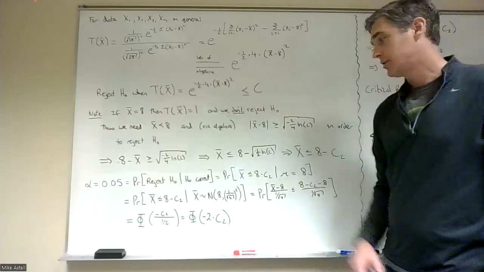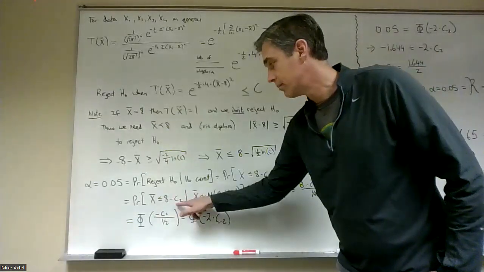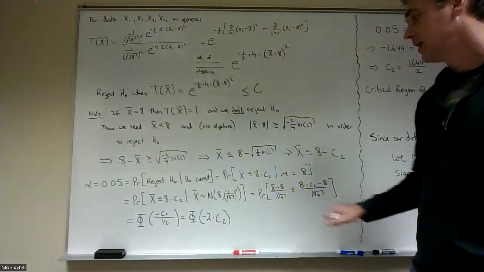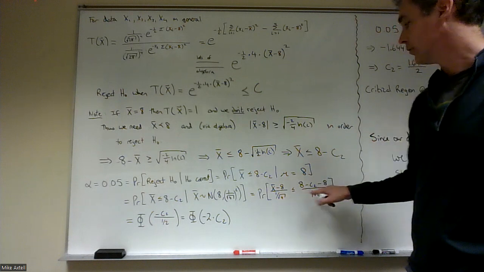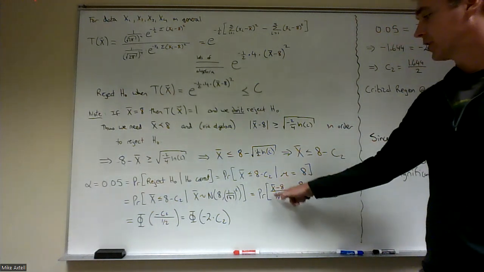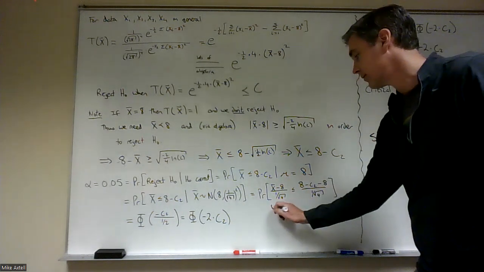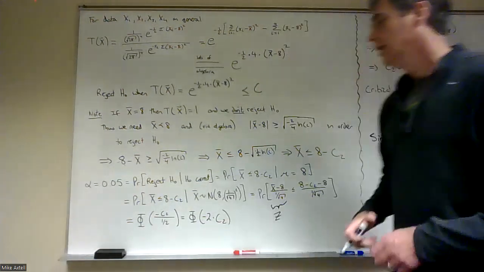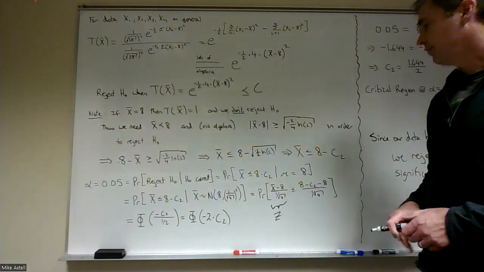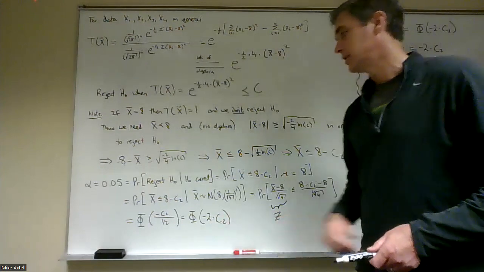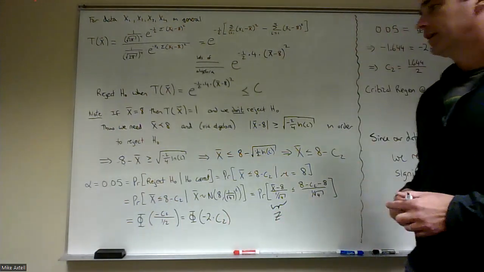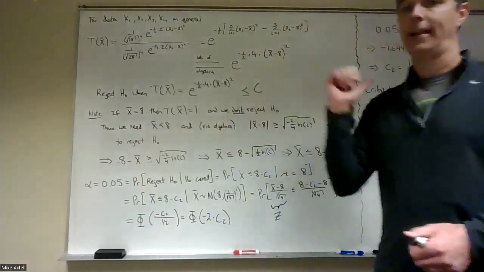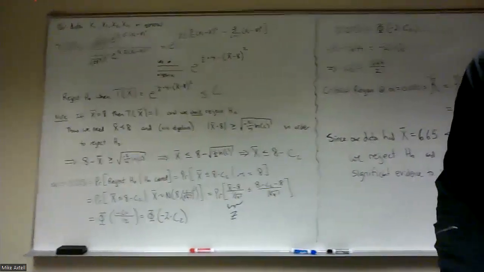And if that's how x bar is distributed, I'm now going to standardize, get this into standard normal form. So I'm going to subtract 8 from both sides and divide by my standard deviation of 1/√4, which is 1/2. That's going to create a z right there, a standard normal variable. So this is just the standard normal CDF of negative C2 divided by 1/2, and that's just negative 2 times C2. So I have 0.05 is equal to this value. Last panel, big conclusion.